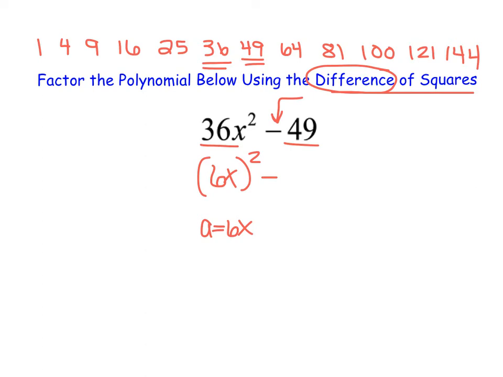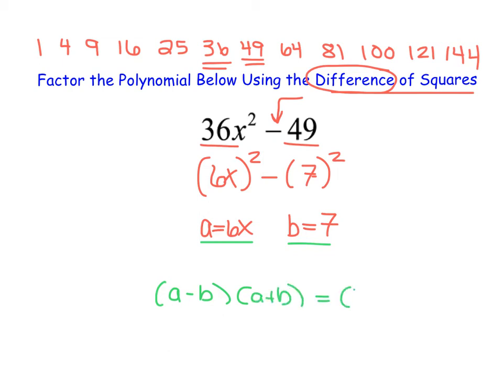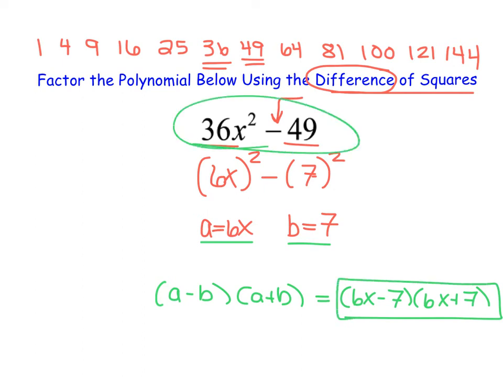Then if I look at 49, I notice that that is also a perfect square. The square root of 49 is 7, so I can rewrite this as 7 squared. So I have an a value equal to 6x and a b value equal to 7. I can factor 36x squared minus 49 by following the pattern of a minus b times a plus b, which in this case becomes 6x minus 7 times 6x plus 7. Here I have my factored form using my difference of squares strategy.